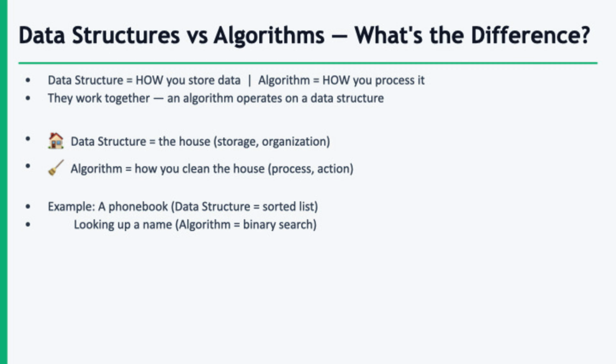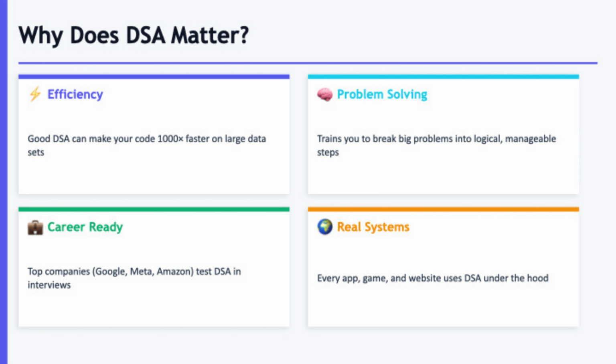Another way to look at it is that the data structure is the house itself, which provides the organization and storage. The algorithm is like the process of cleaning the house, which represents the action being taken. Take a phone book for example. The phone book itself is a sorted list, which is the data structure. The act of looking up a specific name is the algorithm, such as using a binary search to find someone quickly. This matters because good data structures and algorithms can make your code run over 1,000 times faster.